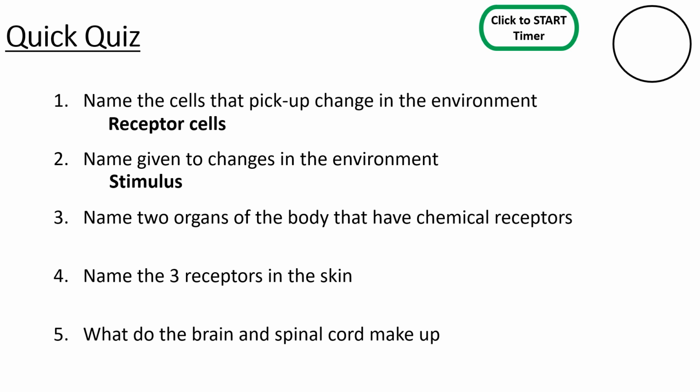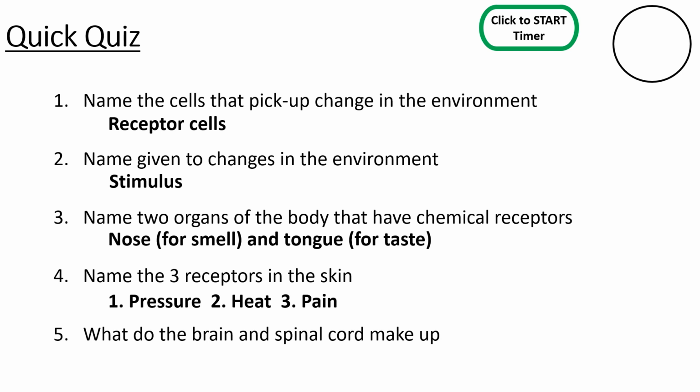The 2 organs of the body that have chemical receptors are the tongue and the nose. Notice the question said organs, not receptors, it's organs. So therefore you should be naming parts of the body. The 3 receptors in the skin are pressure, heat, and pain. And what do the brain and spinal cord make up? Well, the brain and spinal cord make up the central nervous system.